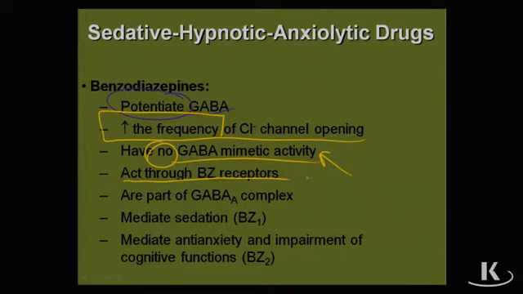So, as mentioned earlier on, they are said to work through benzodiazepine receptors. These benzodiazepine receptors are part of the GABA-A complex, and there are two known subtypes of benzodiazepine binding sites, one that we refer to as BZ1, one that we refer to as BZ2. BZ1 receptors have been associated with the sedative effect of these medications, whereas BZ2 receptors are more likely associated with the cognitive effect of these medications.